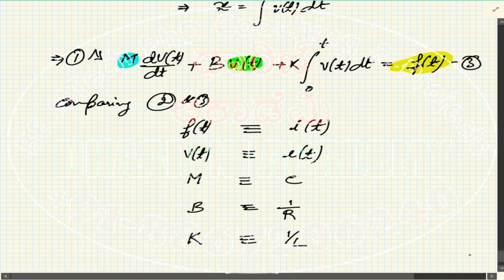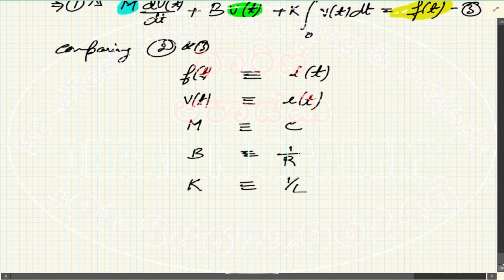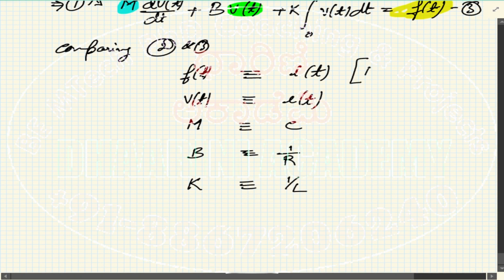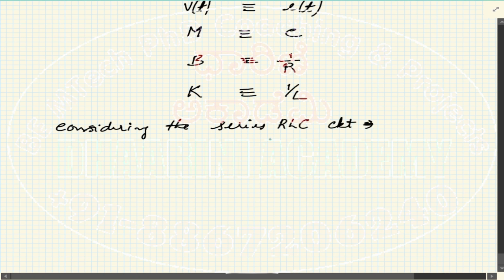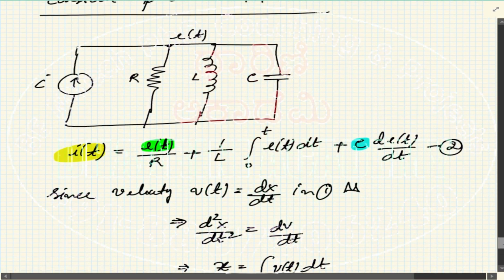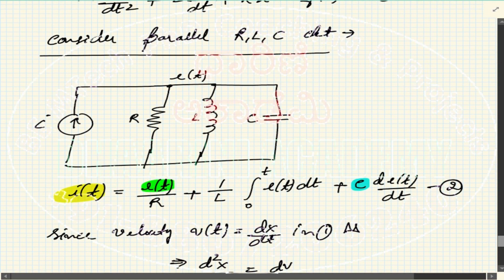Our next objective is to write a different analogy where we try to equate the force with the voltage. This is called the force voltage, FV analogy. It is very simple. We will consider a different circuit: the series RLC circuit instead of the parallel circuit. Previously we directly wrote the parallel RLC circuit, so instead of that, I am directly writing a series circuit.